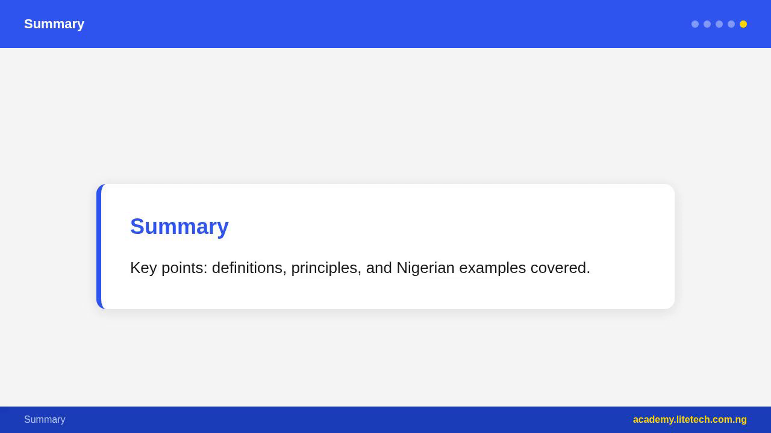WAEC questions: define AI and ML, distinguish supervised from unsupervised learning, explain neural network layers, describe an application of ML, state ethical issues with AI, and explain the difference between AI, ML, and deep learning.